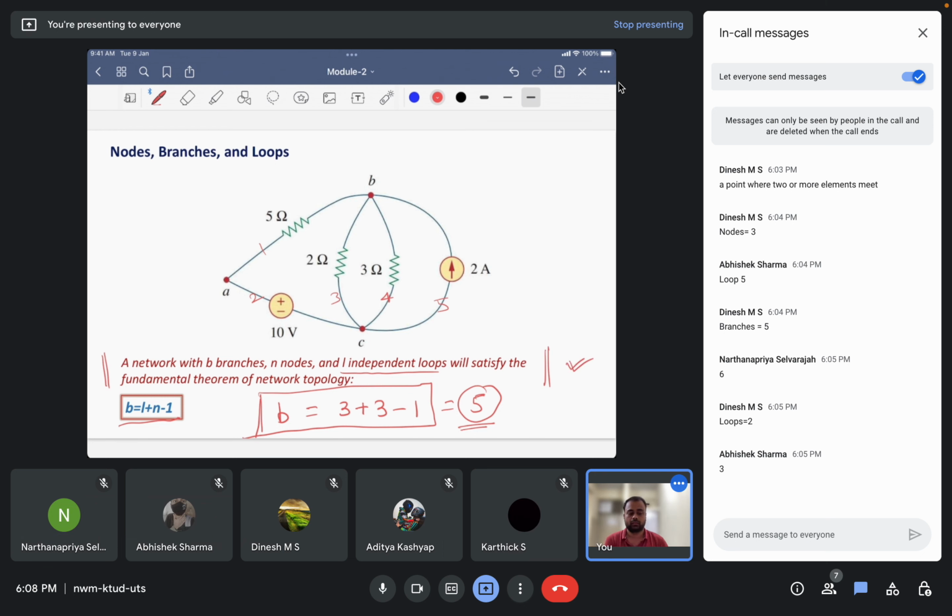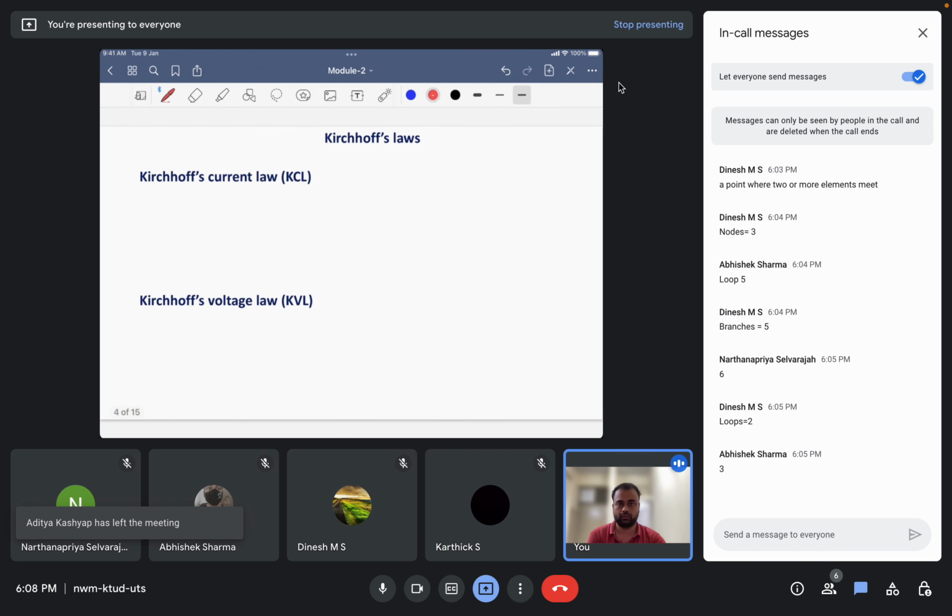Okay, so we'll move forward. We all know Ohm's law, that is V is directly proportional to current. But this law is not sufficient for solving circuit theory questions. So for that reason, we have two very basic laws given by Kirchhoff. The first is Kirchhoff's current law and the second one is Kirchhoff's voltage law.